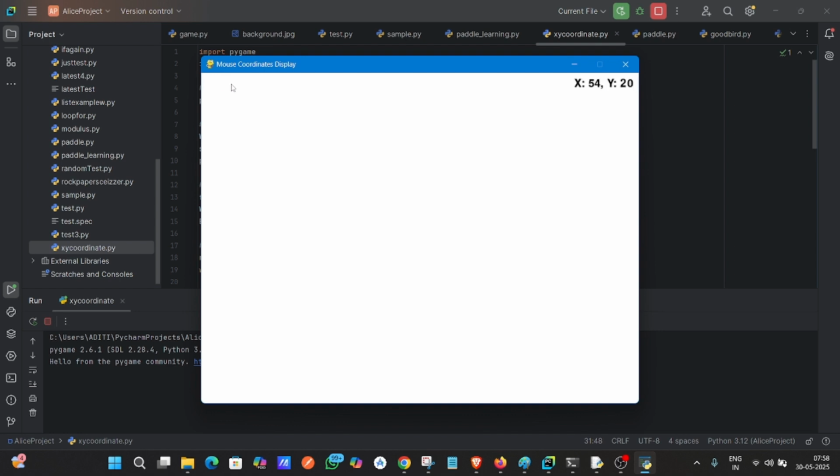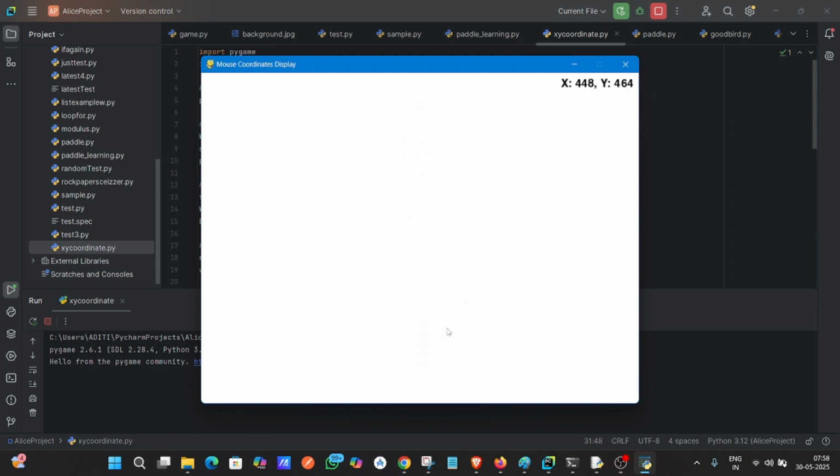Now when I move towards my right, x is increasing. Y is constant, x is increasing. If I move towards left, x is decreasing. See 501, 493, and so on. It will come till 0. Similarly, my mouse cursor is in the middle of the screen now. If I go down, y is increasing. So if you go down, y is increasing. And if you go up, y will decrease.